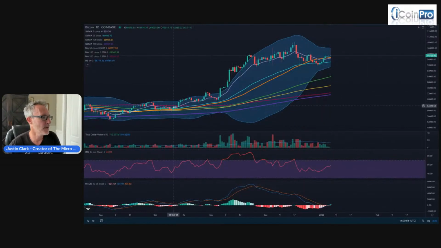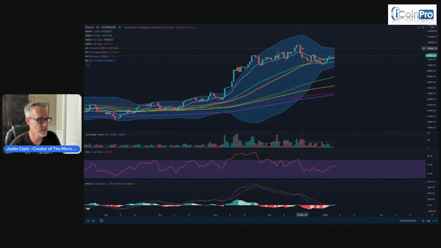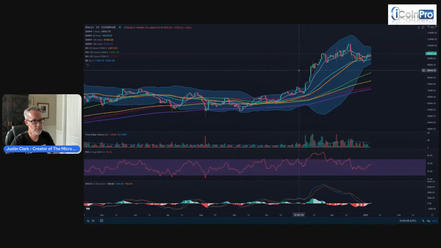particularly when we start trading above this light purple moving average and start bouncing off of that. That's always a good indicator that the market's pretty excited and believes we're moving higher quickly.